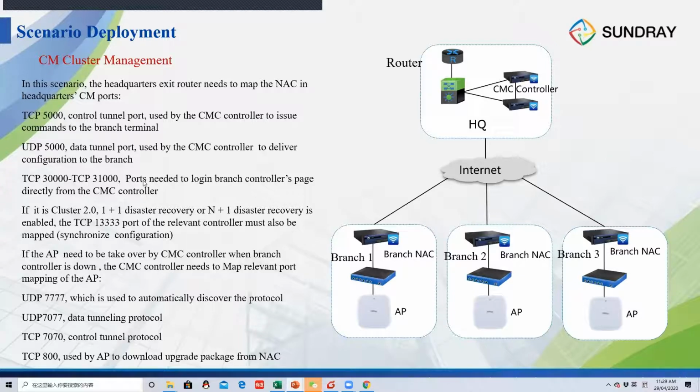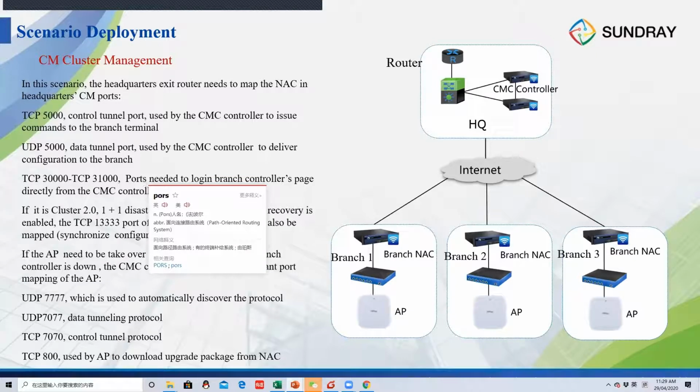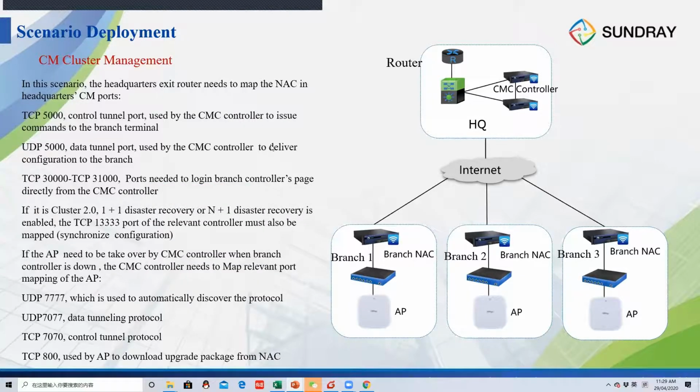And TCP is like this: if you are in the headquarters CMC controller and you check a branch controller, you can directly go to the branch controller's management web UI. This is a group of ports used for that management. Imagine that if, from one controller, you use another controller's web UI, you actually need to build up lots of sessions. That's why we use 1,000 ports.